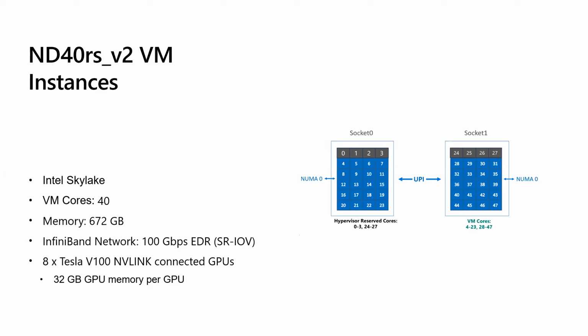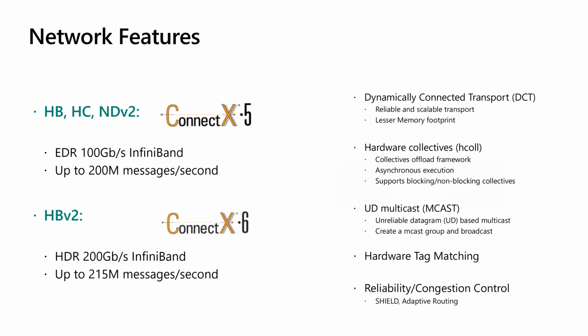Okay, so moving forward. These are the different network features of the different SKUs. HB, HC, and NDv2 all use ConnectX-5, which is the EDR 100 gigabits per second IB. And HBv2 and the newer generations will use ConnectX-6. So HBv2 currently has ConnectX-6, which supports 200 gigabits per second IB.